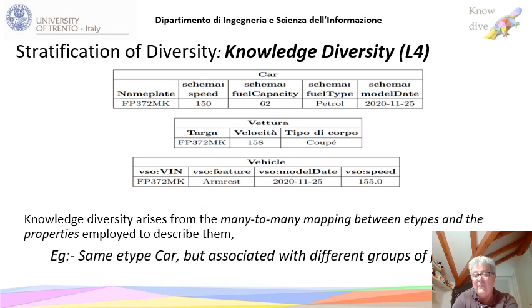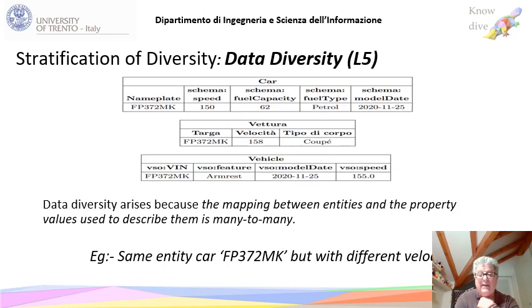Are we talking about the same set of entity types? Are we talking about the same set of objects? And this is what is called the knowledge diversity problem, namely the fact that the same entity type in different data sets is described differently. And then we go to the last one, because the last one is the foundational one. We need in the end to know whether we're talking about the same car.